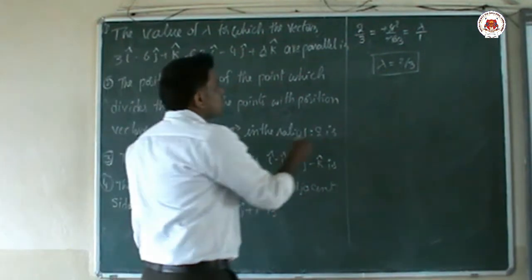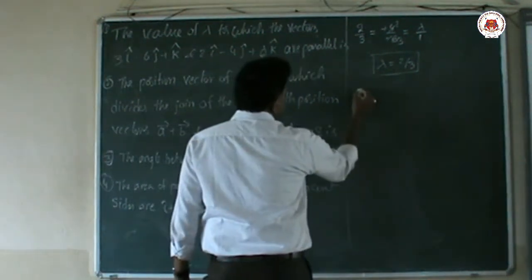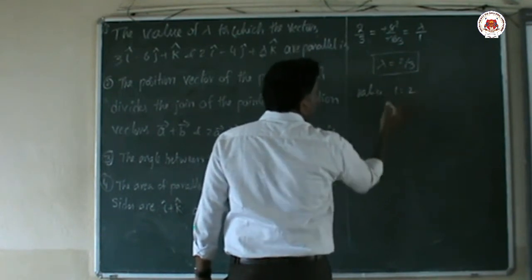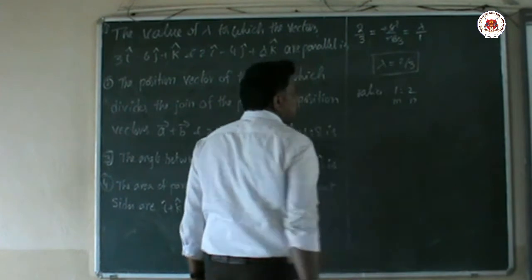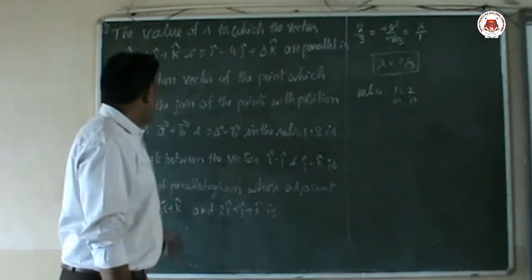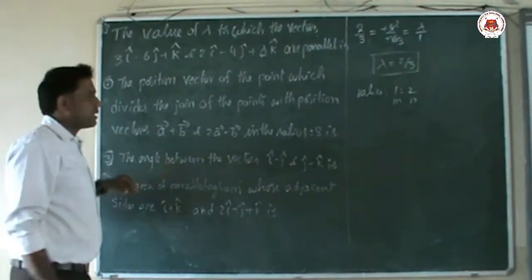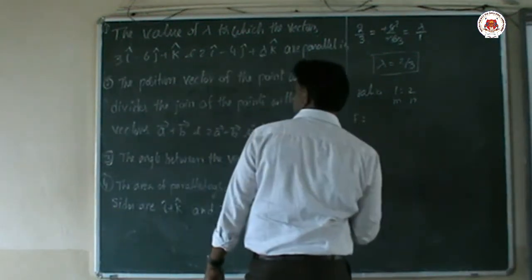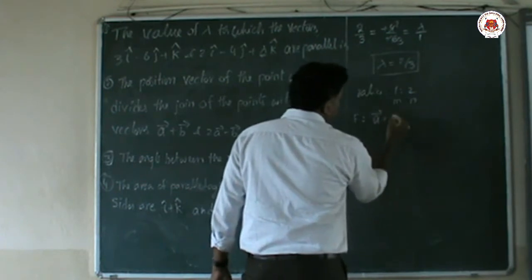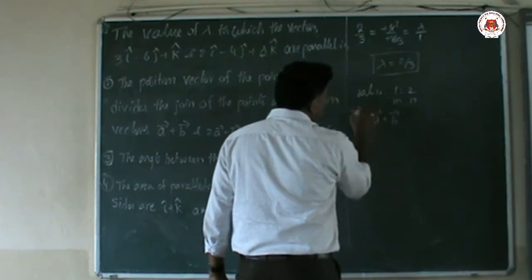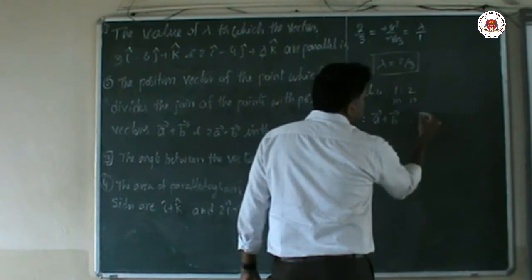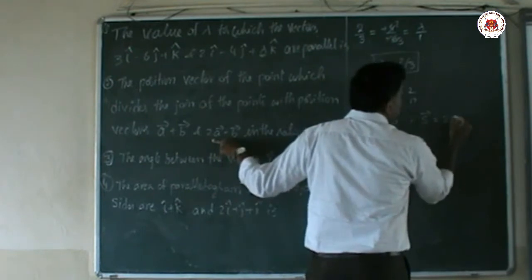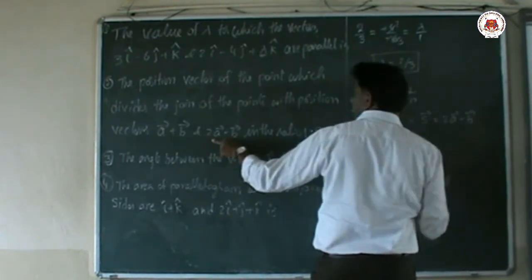So how to do it? We have a formula. First of all, the given ratio is 1:2, so we can take the ratio as m:n. This is the first vector and this is the second vector. What is the first vector here? The first vector is a vector plus b vector. Assume that this is the first vector. Next, the second vector. What is the second vector? Here the second vector is 2a vector minus b vector.